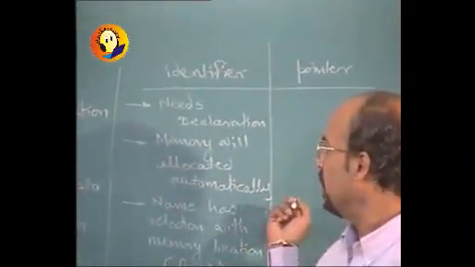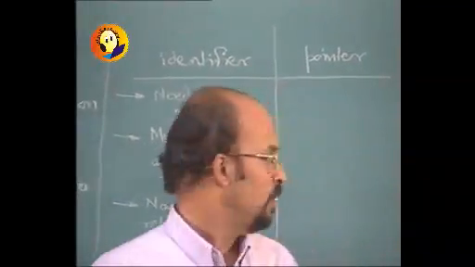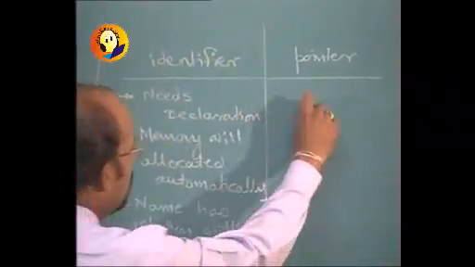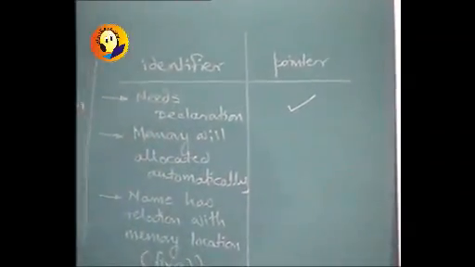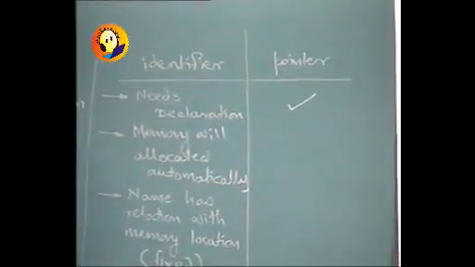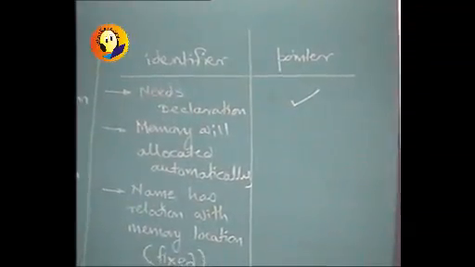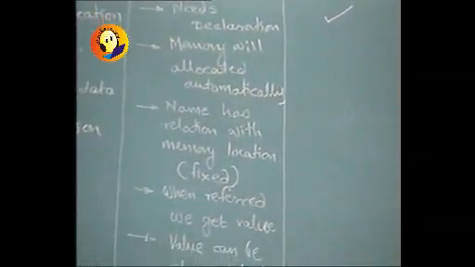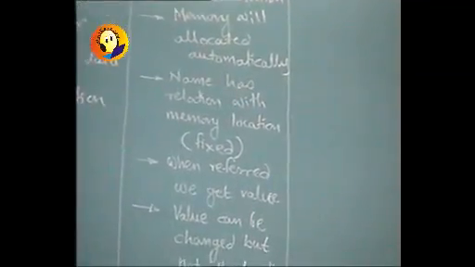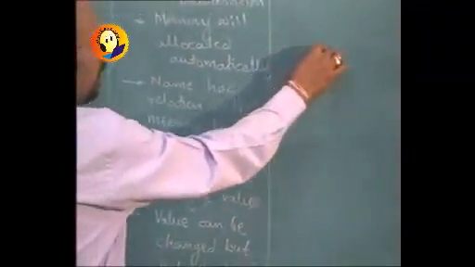And can we complete this comparison? Pointer, does it need declaration? Yes. Will memory be allocated automatically? So far as pointer variable is concerned, pointer is again a variable. To store that particular address, some memory will be required, and that memory will be allocated automatically. So memory will be allocated automatically.